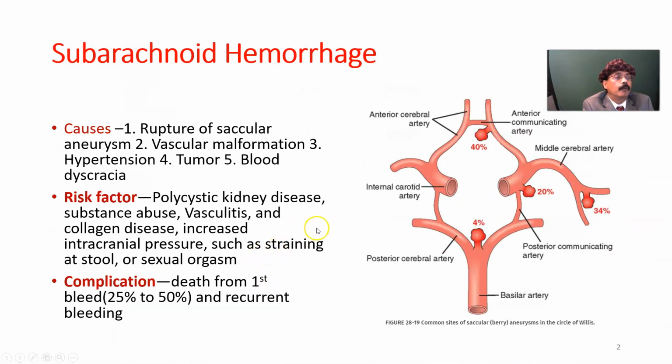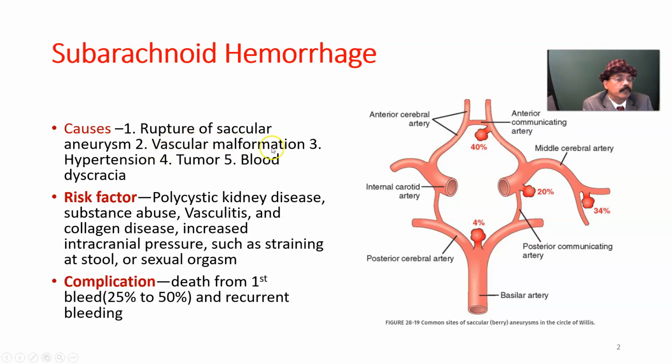Okay, we got two types of subarachnoid hemorrhage. One is traumatic. Traumatic may be venous blood, may be arterial blood, but atraumatic or rupture of the berry aneurysm is always arterial blood hemorrhage. Causes of subarachnoid hemorrhage: rupture of saccular aneurysm. These are called saccular aneurysm, also called the berry aneurysm.